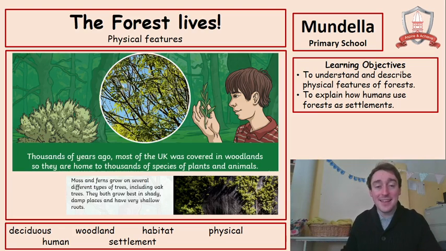So the forest lives then. There are many different things that live in the forest, and thousands of years ago, most of our country was covered in this forest, in this woodland. So it's home to thousands of species of plants and animals. Let's have a look at one of them here. There's a picture. It says moss and ferns grow on several different types of trees, including oak trees, of which we know that there are still about 1,000 in Sherwood Forest today. Moss and ferns grow on these trees especially well in damp, shady places. And they have very shallow roots, which means they're not very deep.